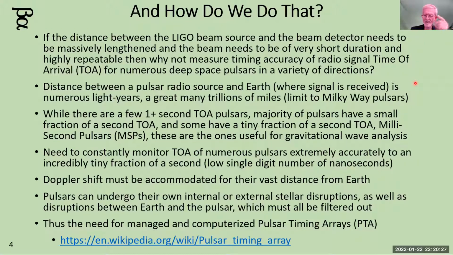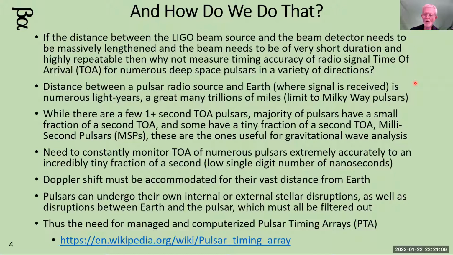And the pulsar spins and it has two jets. So if it's spinning with two jets on it, you get not just one pulse like a lighthouse, you get two pulses. So you're getting them at twice the rotational speed. There are a few 1+ second rate pulsars, but most of them are small fractions of a second. And some of them have very tiny fractions of a second on the time of arrival. These are called millisecond pulsars.